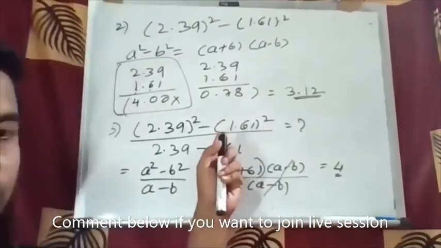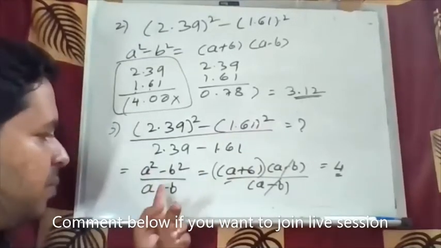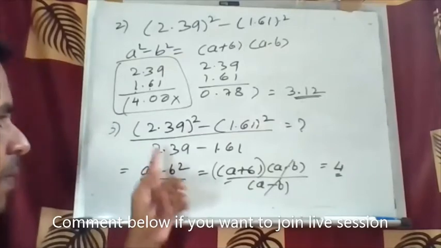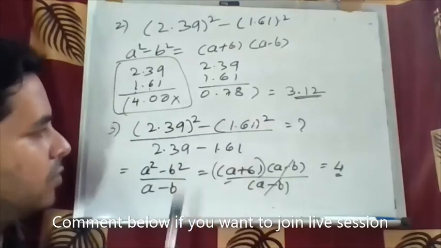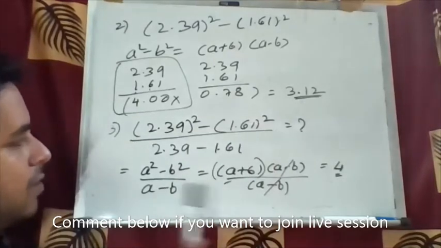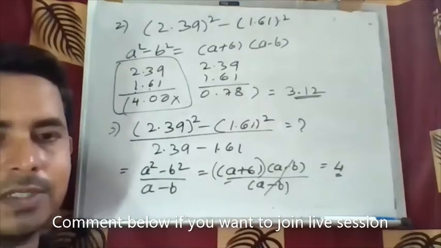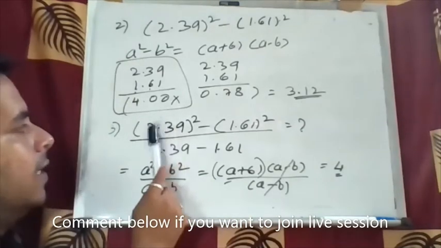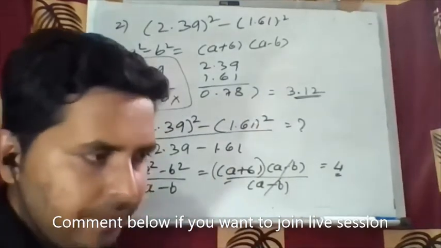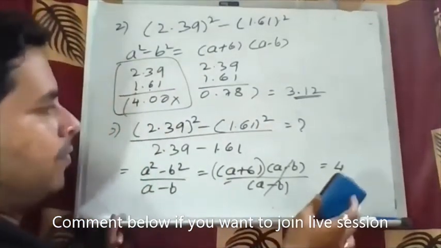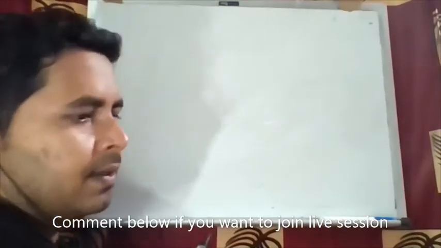So if they ask like this, how do you use the formula? a square minus b square divided by a minus b, because the down values are also the same. In the above, the a minus b term will get cancelled, and only the a plus b form remains. So just add 2.39 plus 1.61, you will get 4. Any doubts in this? A question is asked like this.